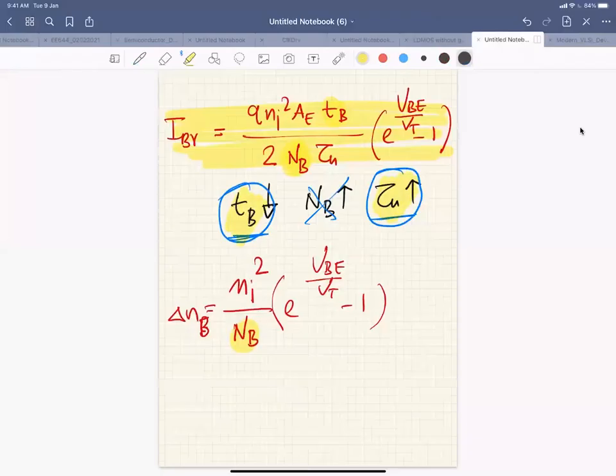So you decrease your base width, and you increase your lifetime by changing the fabrication process, to make sure that the base does not have any defects, and you make the base part very clean, right? So that your recombination lifetime is very high and your base current is low.